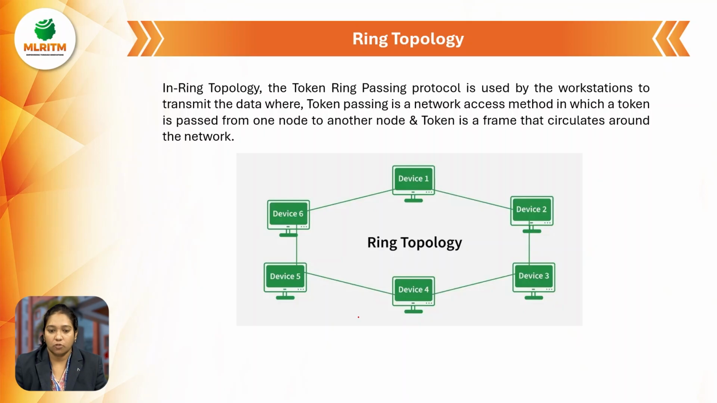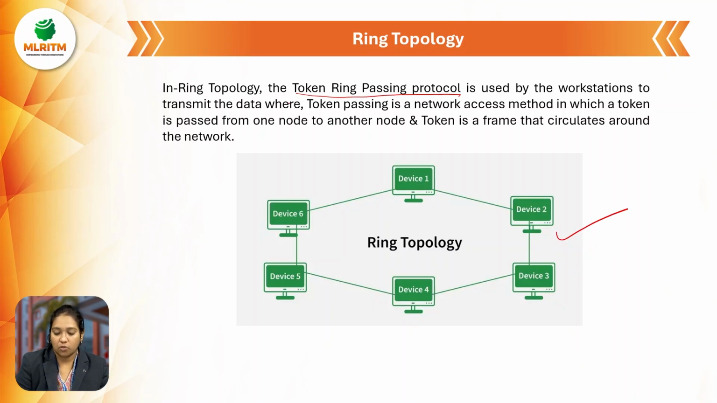Next one, ring topology. In ring topology, the token ring passing protocol is used by the workstations to transmit the data, where token passing is a network access method in which a token is passed from one node to another node, and the token is a frame that circulates around the network. This is the diagram of the ring topology.